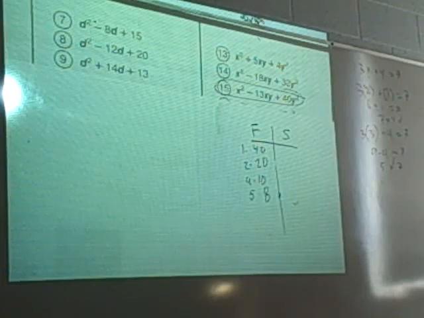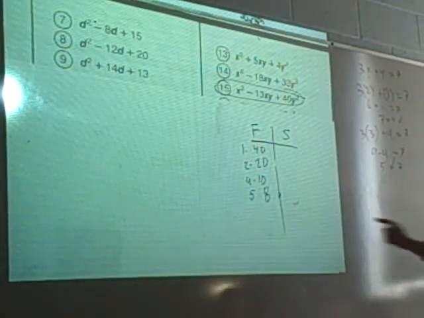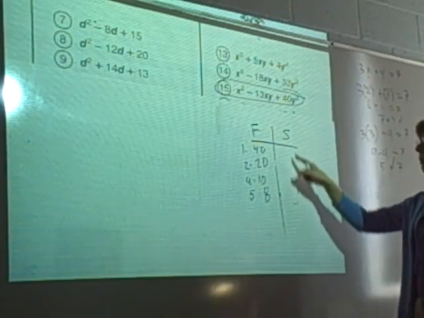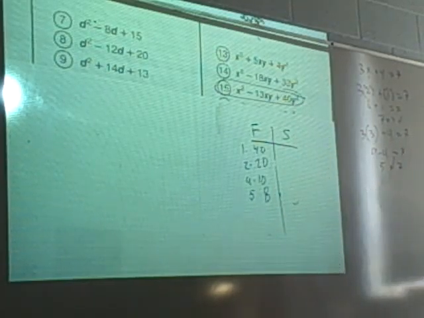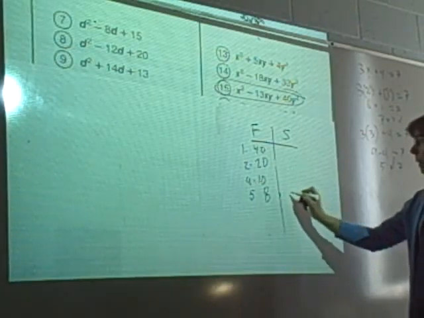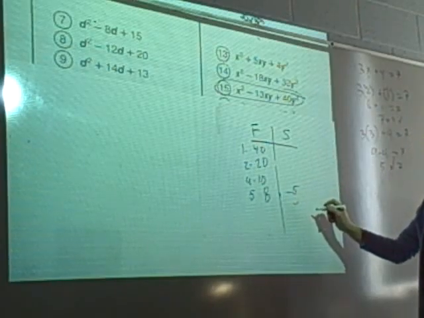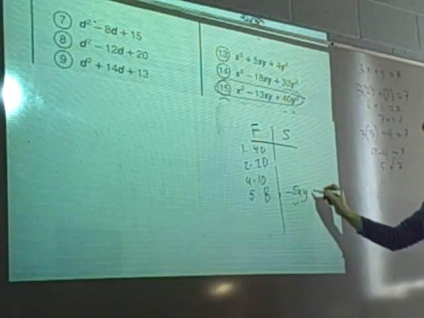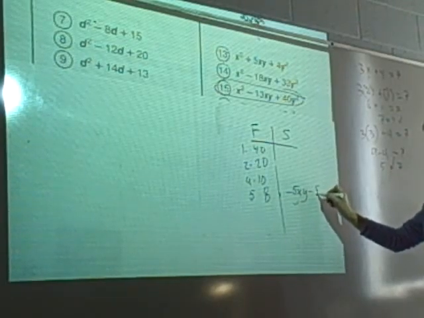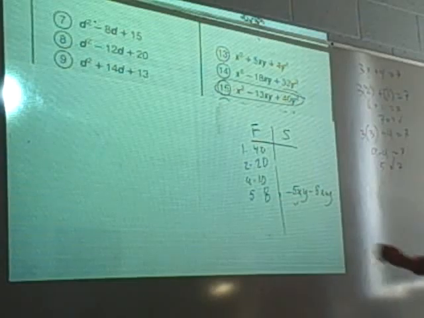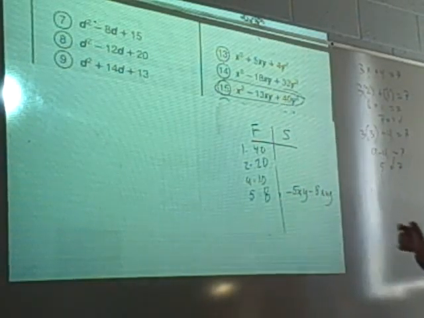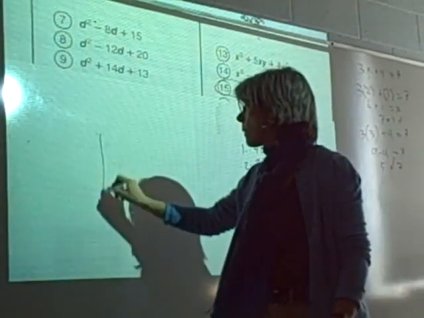You need to be careful because sometimes you will get tripped up. So in order for the sum to be negative, what must they both be? Negative. All right, so I'll have a negative 5x and a negative 8xy. And I know that a negative times a negative will give me a positive. So I make my chart.